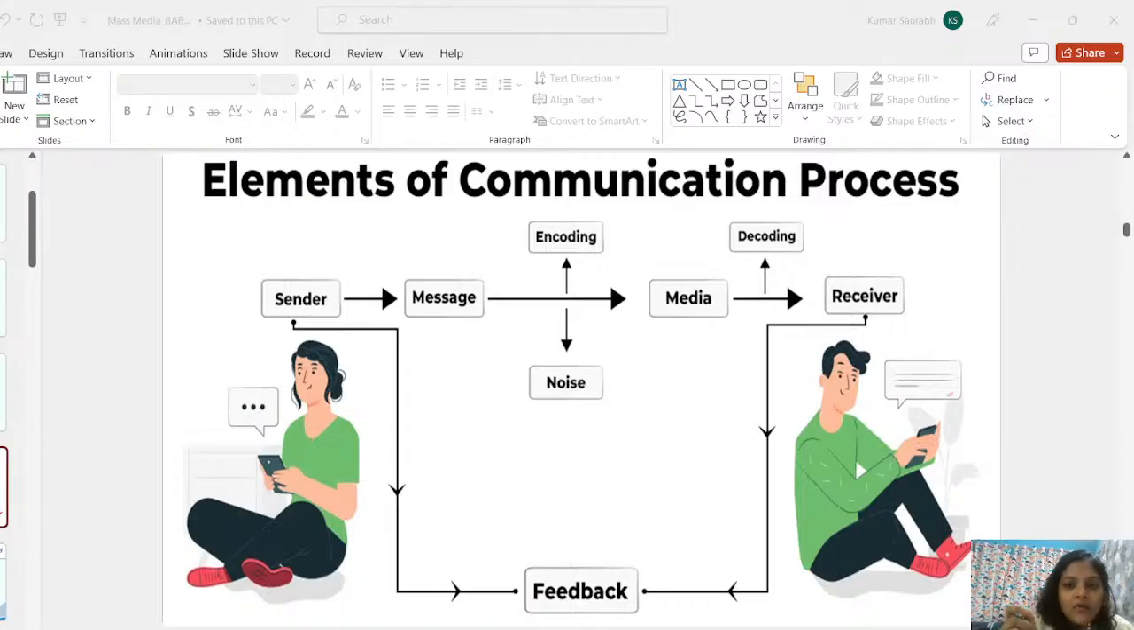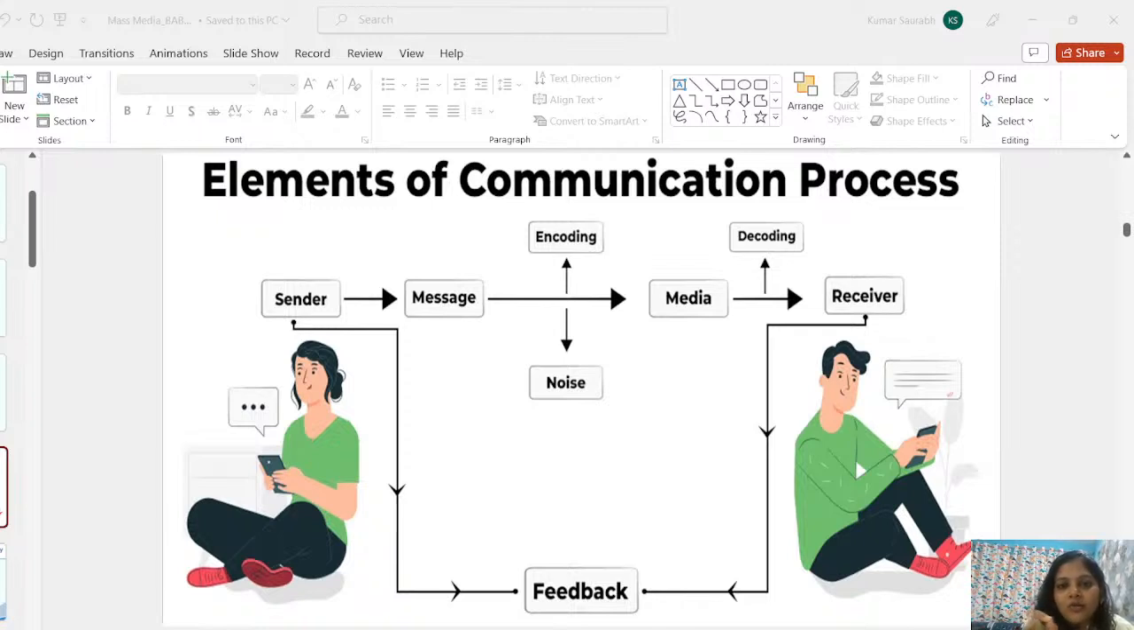Encoding is like your thoughts being translated into typing. Whatever your thoughts are, you're just typing them into a WhatsApp message. That typing is called encoding. Whatever your message is, you're encoding it with typing. So this is called encoding.